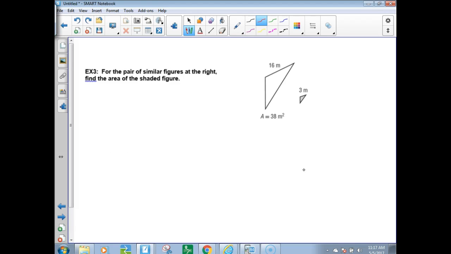For the pair of similar figures at the right, find the area of the shaded figure. It is this baby little triangle over there, and I'm going to find its area. I know the area of the larger. I'm trying to find the area of the smaller. I see a side length on the first one of 16 and on the second one of 3. So the ratio of the sides, or scale factor, or the similarity ratio, is 16 to 3.